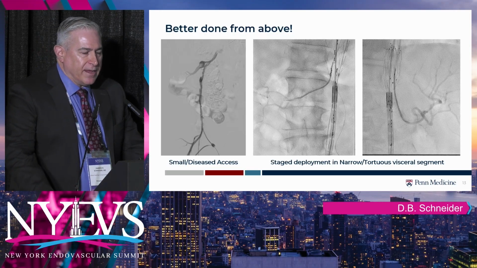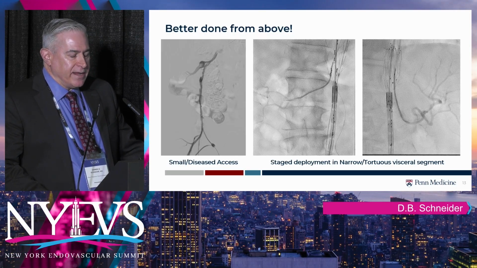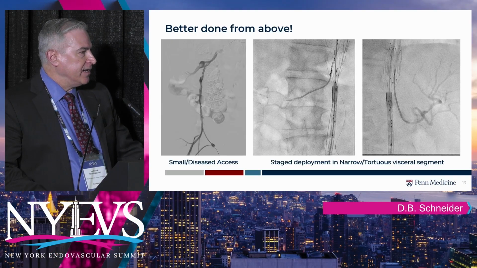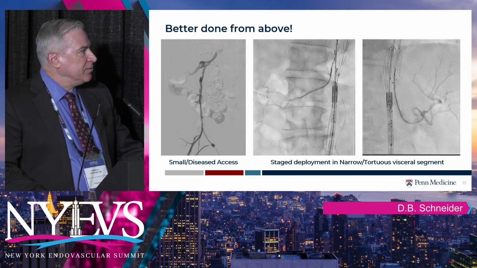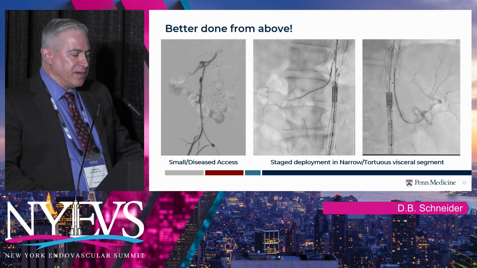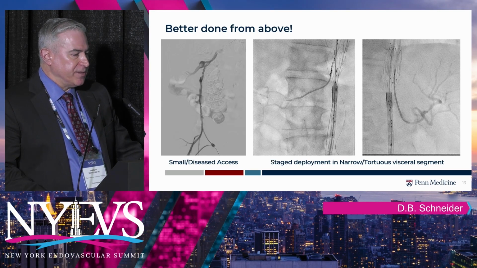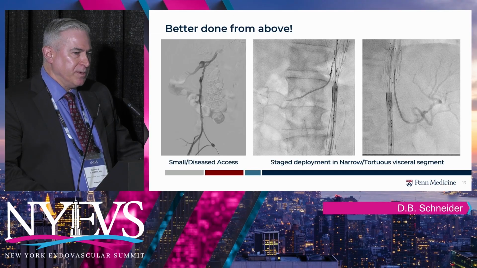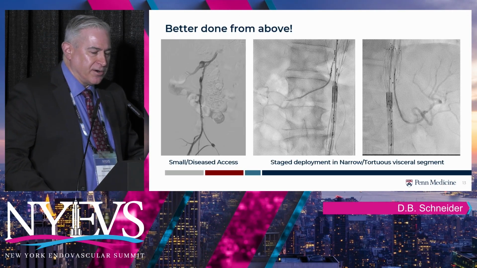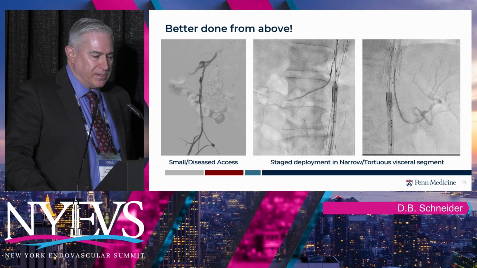from below. And in the middle and the right-hand panels, you can see the staged deployment technique, where if you have some limited luminal space in that perivisceral segment, you can keep the bottom end of the graft constrained within the sheath, creating more room to navigate and get into your target visceral arteries before completely deploying the graft.